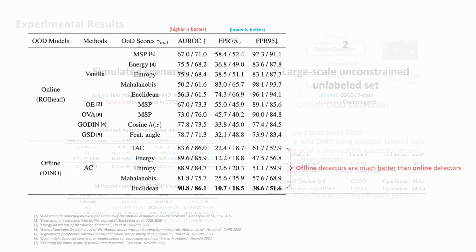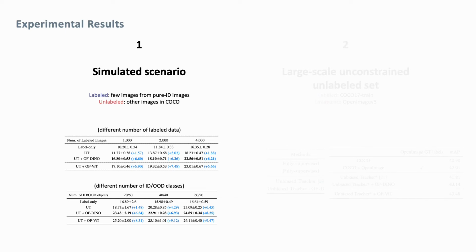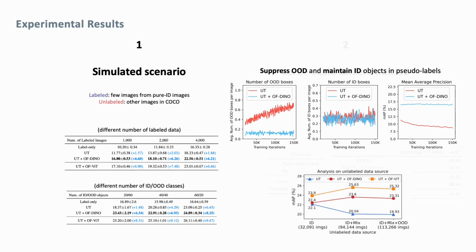We then apply our proposed framework to two different open set settings, including a simulated scenario and large-scale unconstrained unlabeled data. For the simulated scenario, we randomly separate object categories into in-distribution and out-of-distribution classes and randomly sample different numbers of labeled data. We also find that our framework can suppress OOD objects while maintaining in-distribution objects in the generated pseudo-labels. And using our proposed framework with more unlabeled data can further improve the performance.